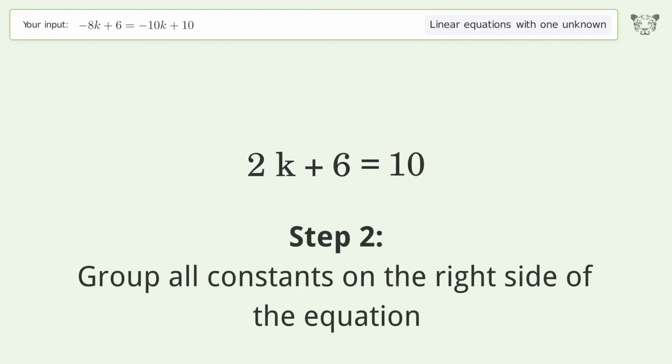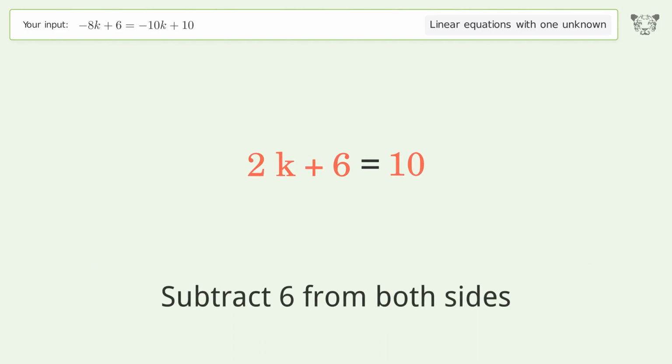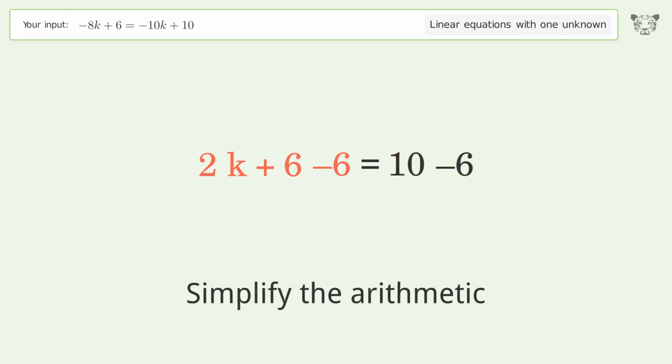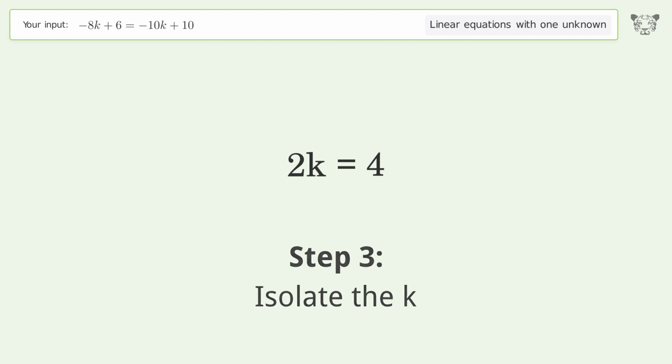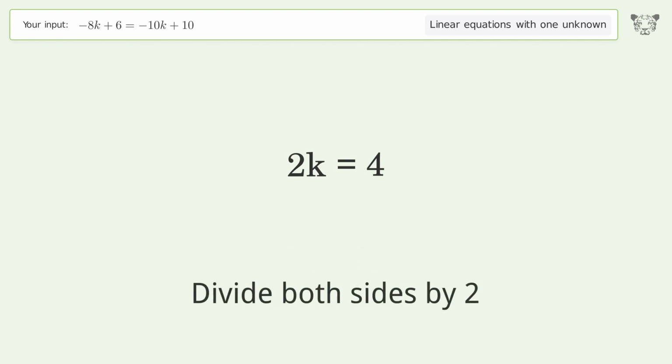Group all constants on the right side of the equation. Subtract 6 from both sides. Simplify the arithmetic. Isolate the k. Divide both sides by 2.